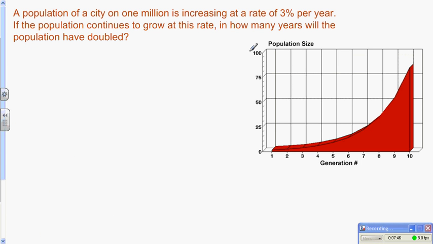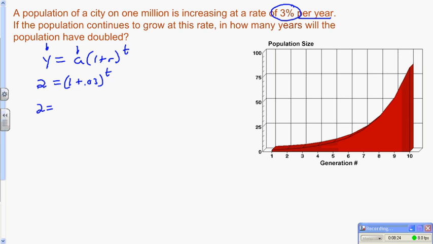Population growth. You have a rate of growth, and it's per year. So we're going to do growth with respect to more calculating. So y equals a times 1 plus r to the t. Now again, I could put a million right here, and then write 2 million over here. But when I divide both sides, I'm going to end up with 2, because it's doubling. And it's 0.03 to the t. So again, 2 equals 1.03 to the t power.